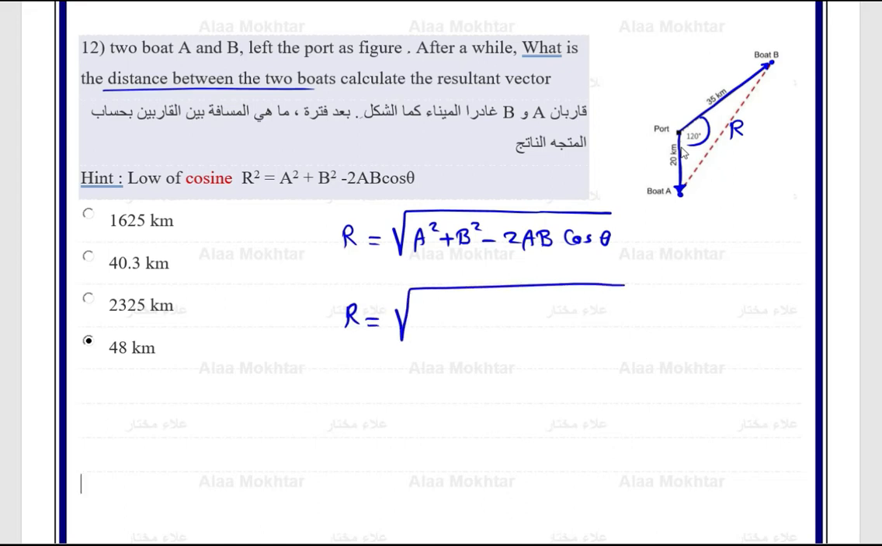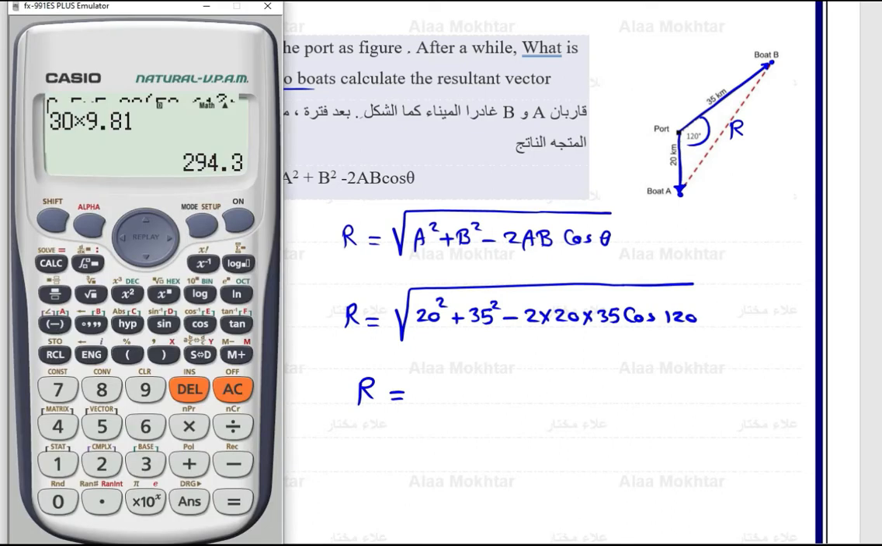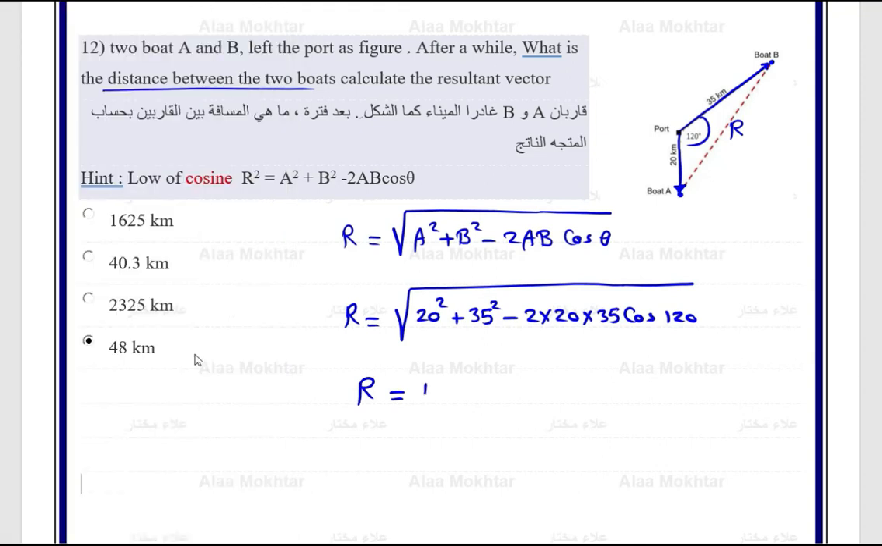A is 20 kilometers and b is 35 kilometers: the square root of 20 squared plus 35 squared minus 2 times 20 times 35 cosine 120. Using the calculator, the answer is 48.2 kilometers.